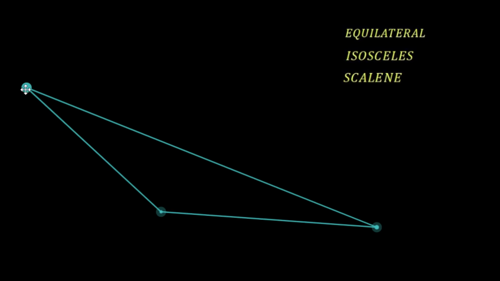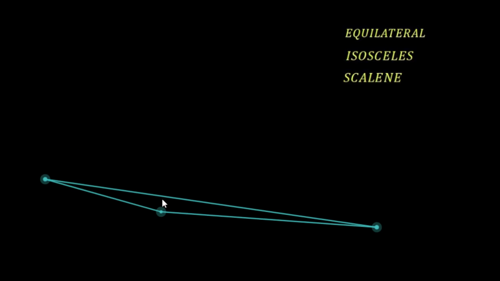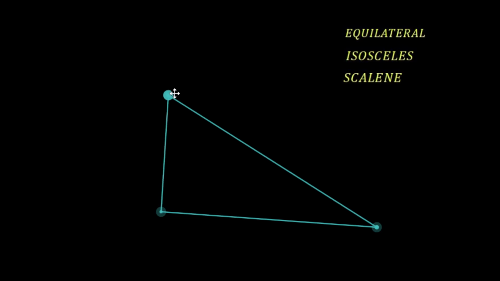In fact, we can make this angle even larger. So this is a very large angle and this is a small angle. And we can adjust the point here to bring this angle down. And when we make this angle smaller, this one here becomes larger and this one becomes larger.